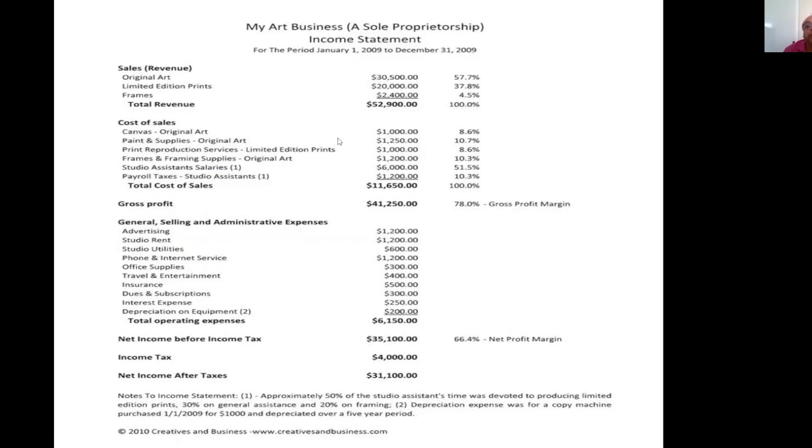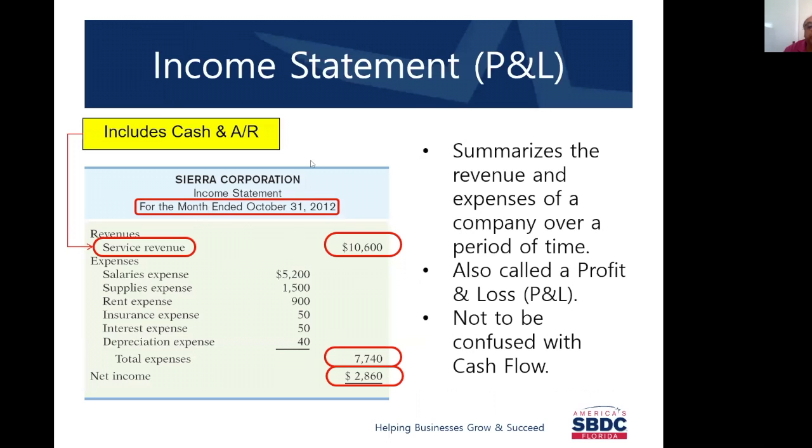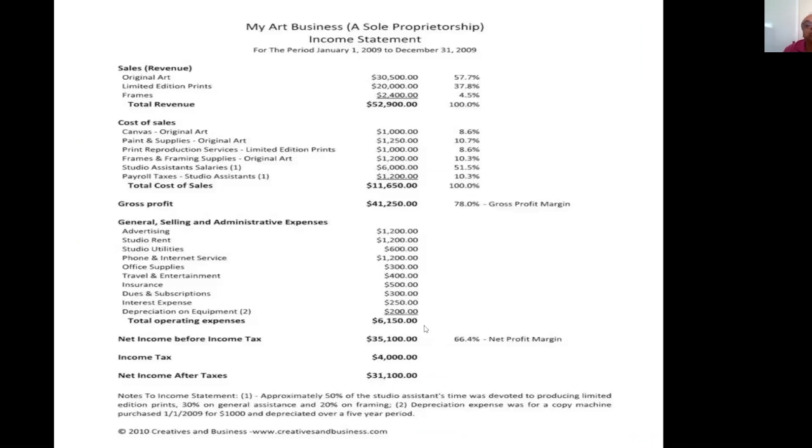This is how one would normally look at a proper P&L. You have your sales, cost of goods sold, gross profit, G&A, net income, income tax, net income after taxes. This is how a real one looks. The one we do here is just to show you the logic or the concept. This is how it may look, and this is just for a small art company.